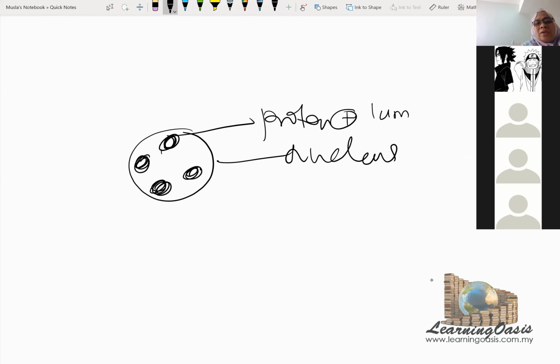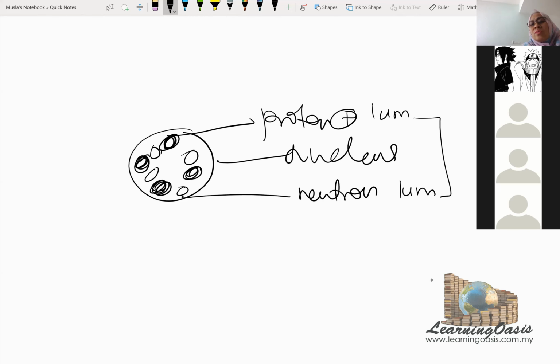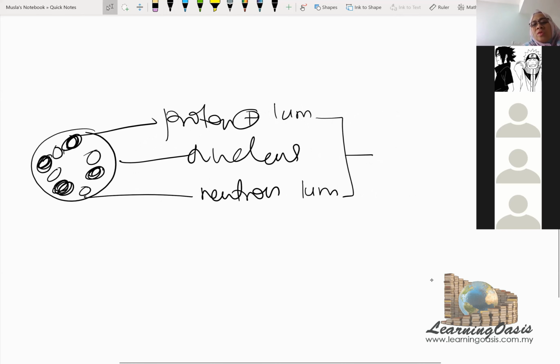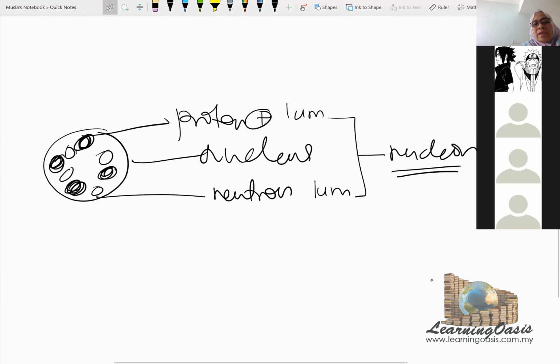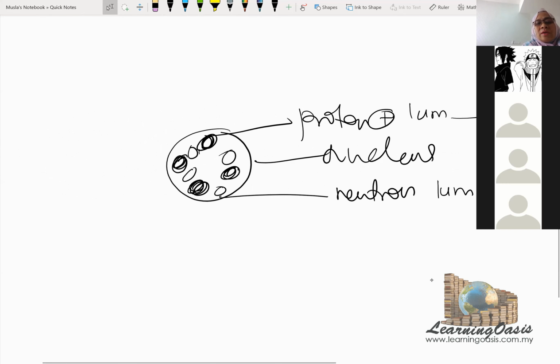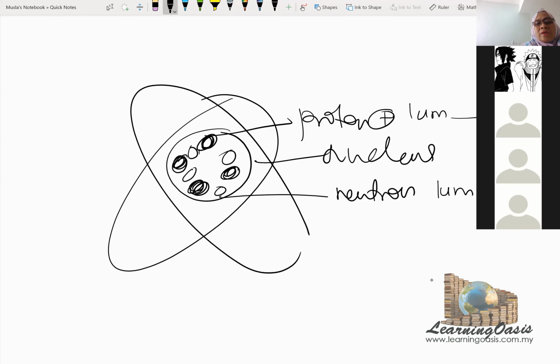Right. And then you have the neutron. Neutron has no charge and 1 unit mass. Yes. Together, this proton and neutron make up your nucleon. Right. And then you have what? Electrons. Yes, you have them in their orbitals.